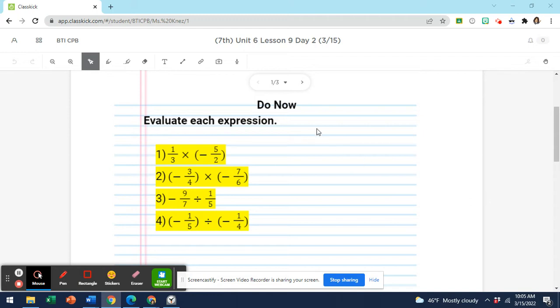If you want to check your work for the do now, you can open up the file that's in today's main folder. That's just the classwork notes for today. We are going to move on to the next slide, but I do encourage you to check your work to make sure you have these questions correct.